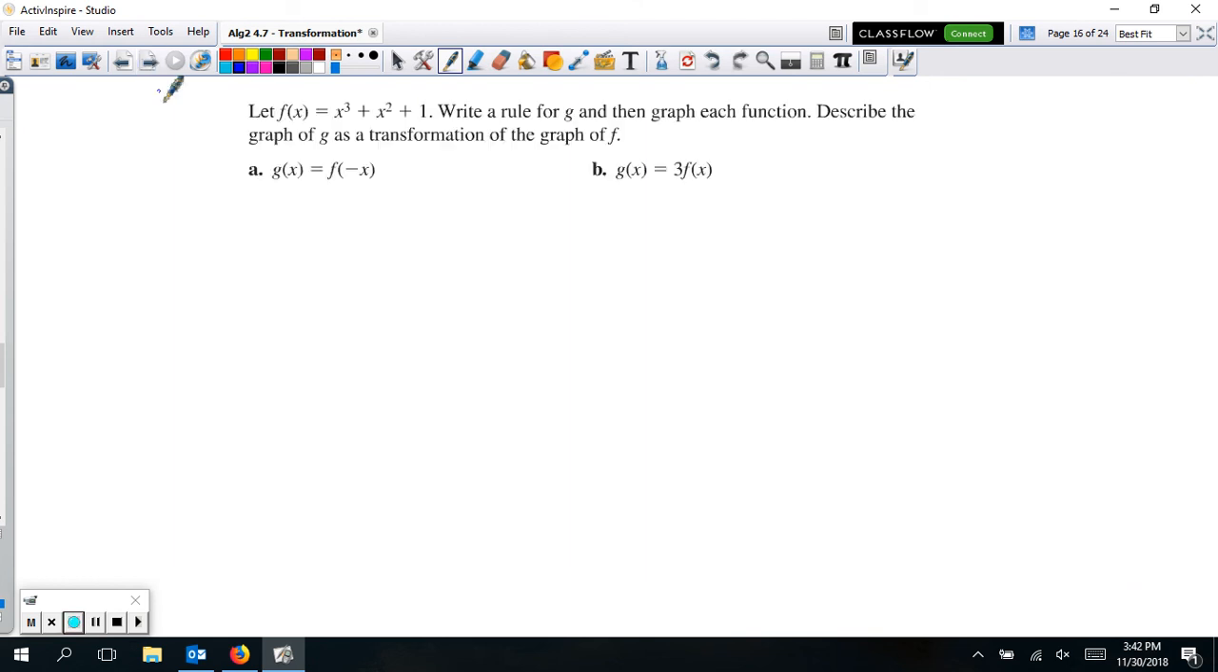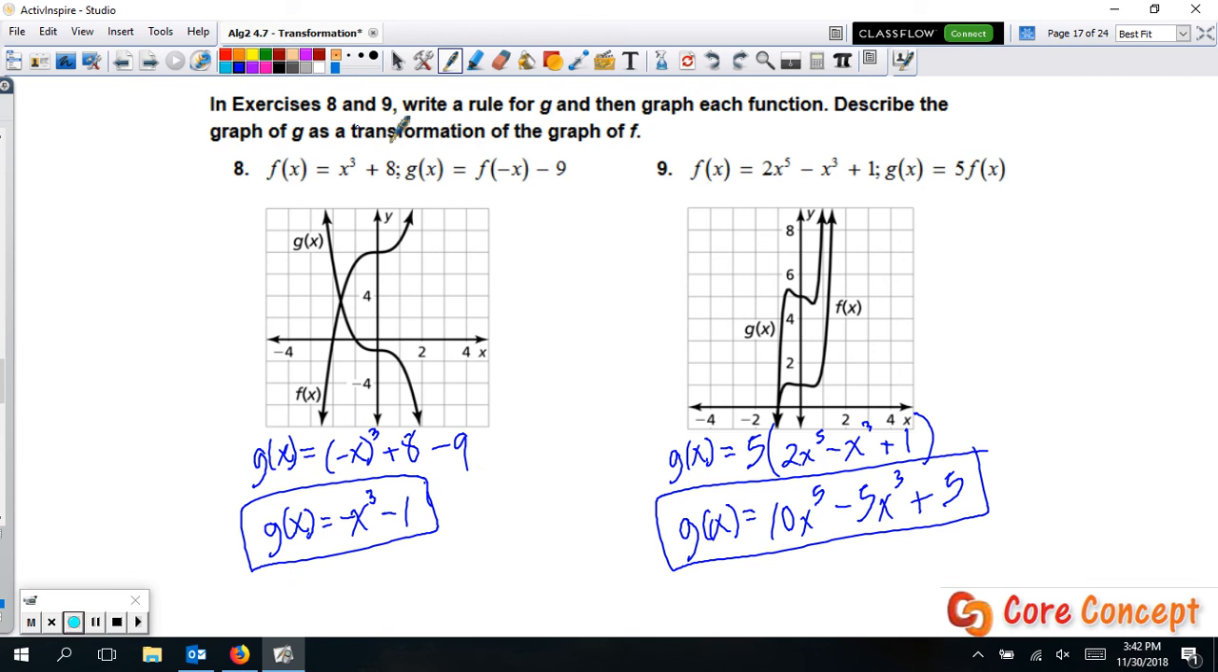Number 8 and 9 on 110 are right here. So I've already shown you the graphs, and this looks kind of wild here with these graphs going across here. But we don't have any parent graphs here. It says write a rule. So we're going to write a rule this time for g and then graph each function. Here's the graphs of the function, but we could do that after we've written the rule.